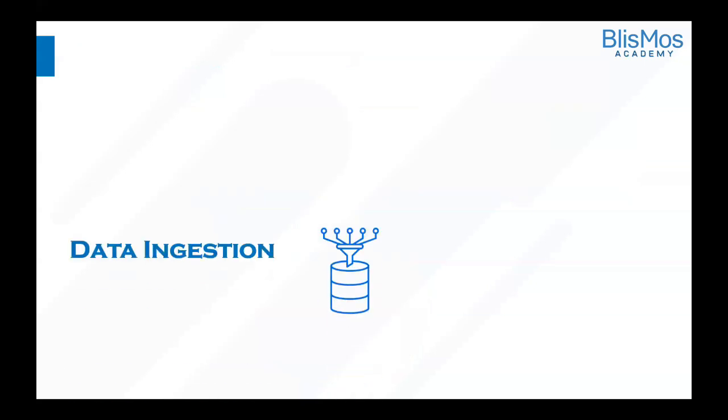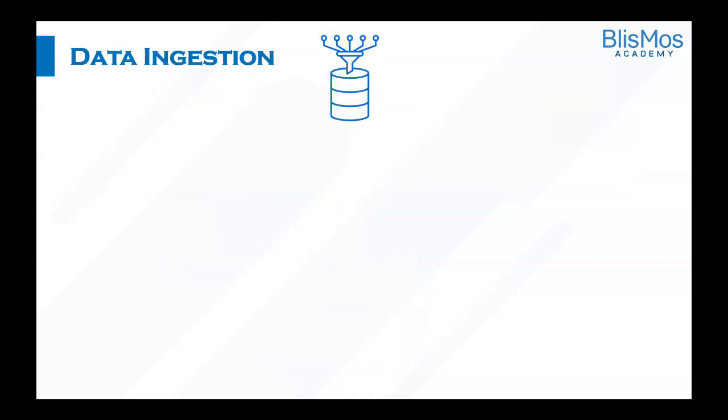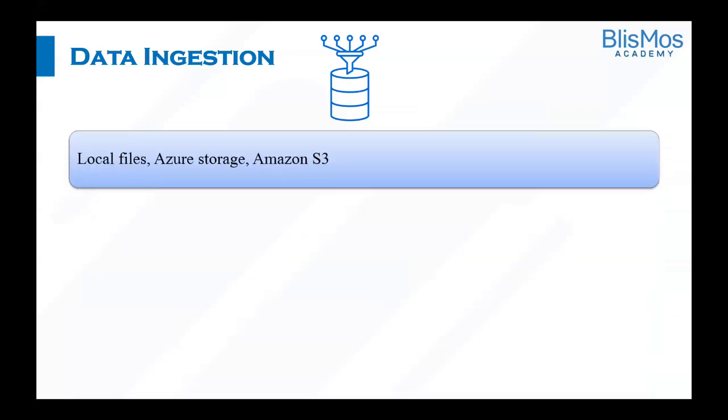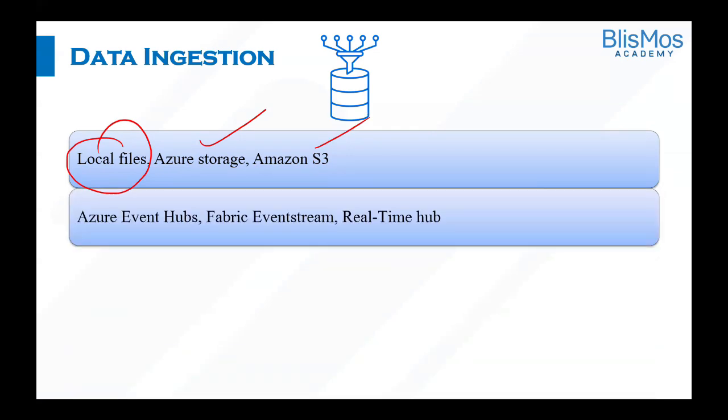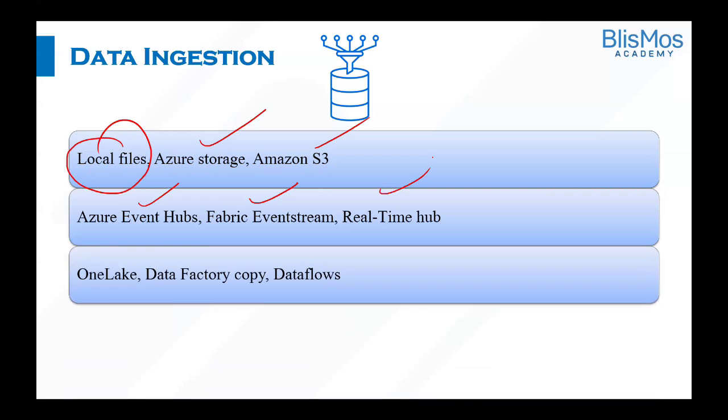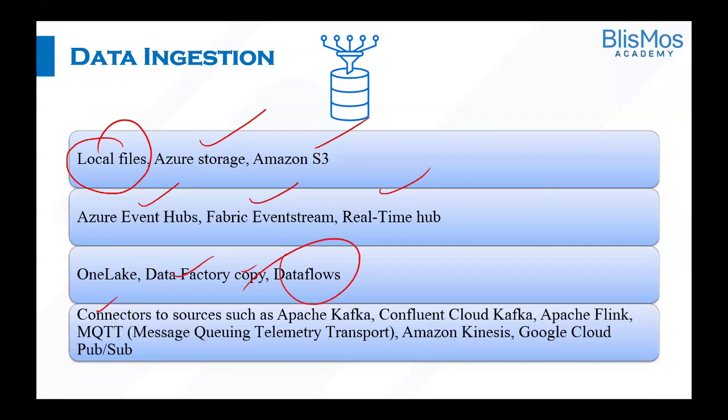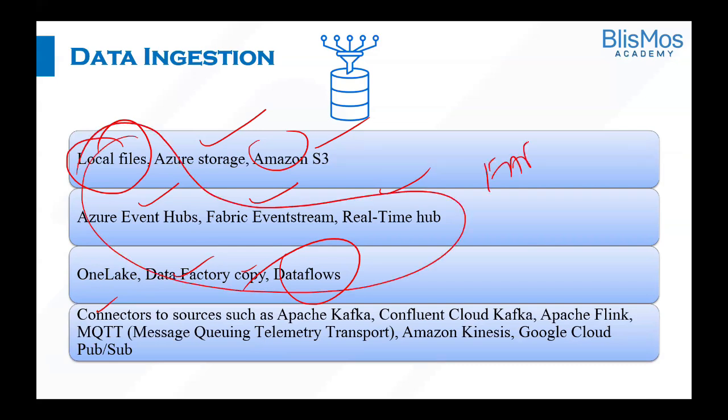Okay. So the next important one is data ingestion. We can ingest the data into the event house from local files, from Azure storage, from Amazon S3 buckets, and also, as we have already discussed, from Azure Event Hubs, Fabric Event Stream, Real-Time Hub. We can also ingest the data into the event house from OneLake, Data Factory copy, or dataflows, which I already discussed.